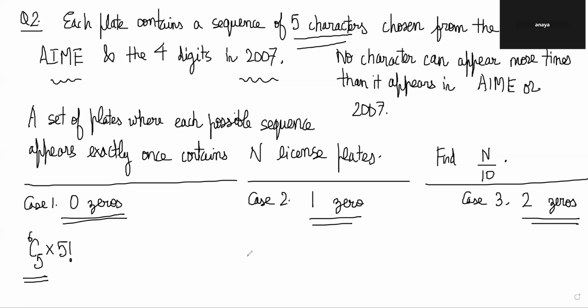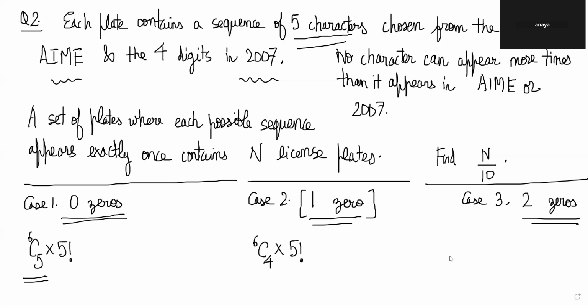7 choose 5 times 5 factorial. That's wrong, because there's no guarantee that there's a 0 in it. Oh, we are looking at this case. So then you would do 6 choose 4 to keep that 1 zero still there, and that would be times 5 factorial.